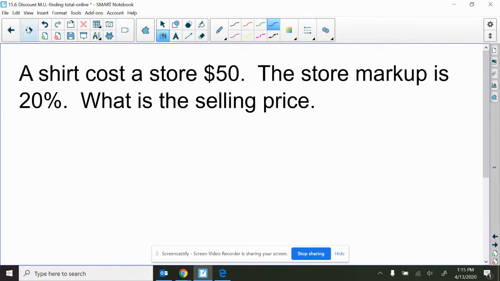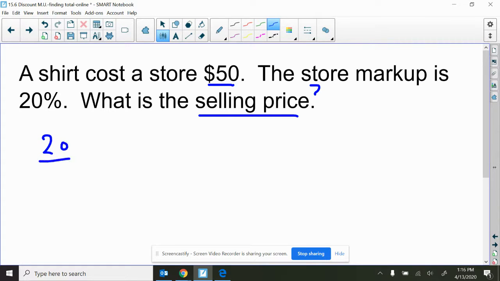So the first question is: a shirt costs the store $50. That means that's what the store is paying. That's not what you're paying. And the store is going to mark up that price 20%. So we need to find out what's the selling price, and that should be a question mark. So in order to do that, there are two steps. First is we have to find what is 20% of 50.